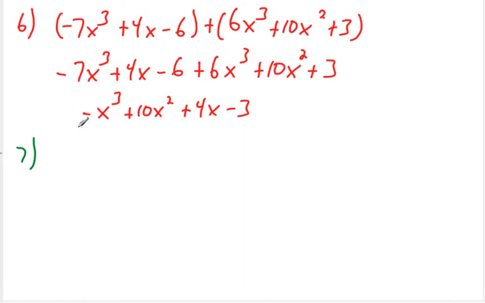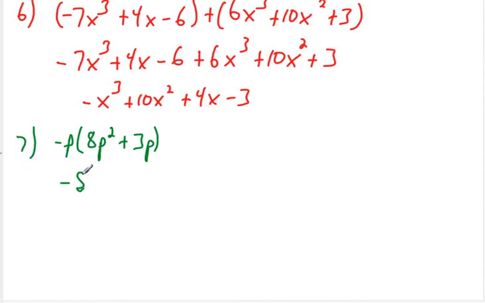It's negative p times 8p squared plus 3p. So we're just going to distribute this negative p. The instructions here are simplify, write in standard form. So 8p squared times negative p is negative 8p cubed. And then we have negative p times 3p would be negative 3p squared. Number 8.